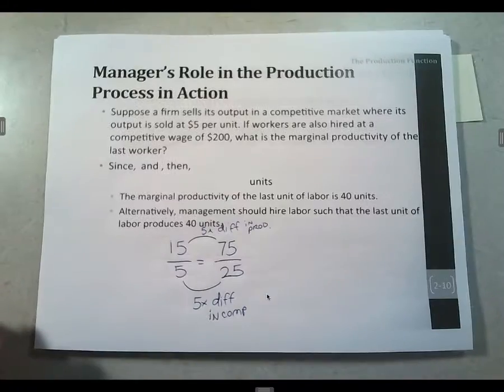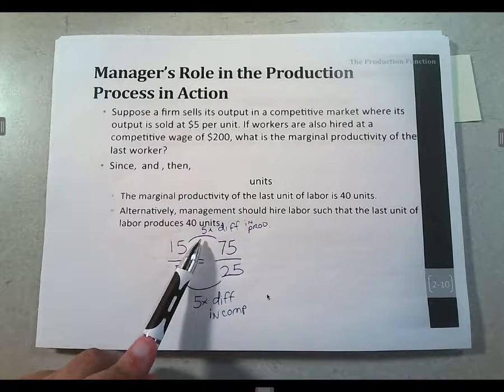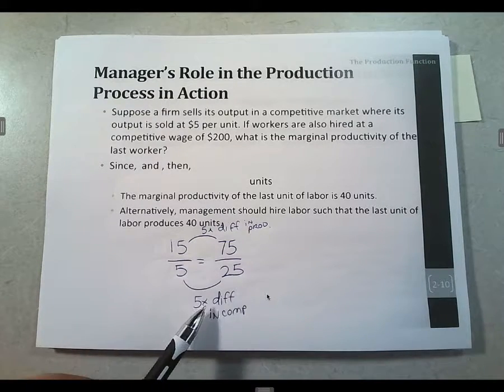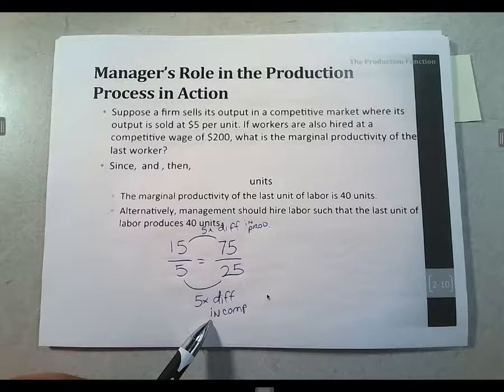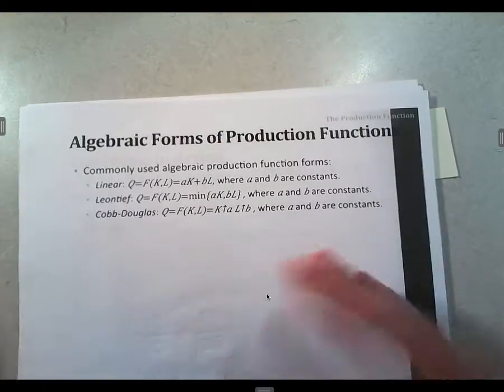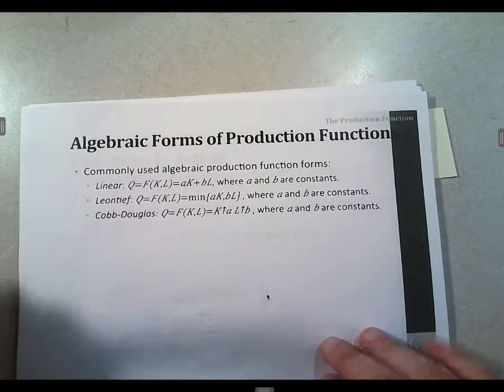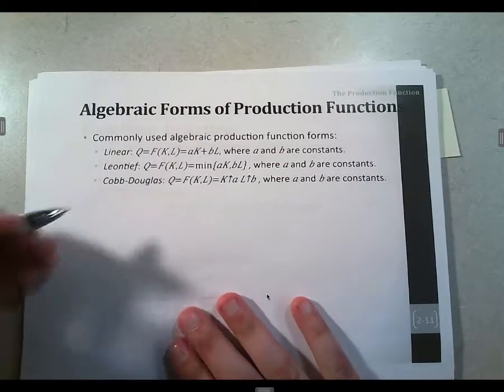This is exactly why this is important for the manager to realize. They need to know how productive their inputs are in order to compensate those inputs properly. And we could just see this right here, although we've been doing this already. The production functions can have one of three forms.